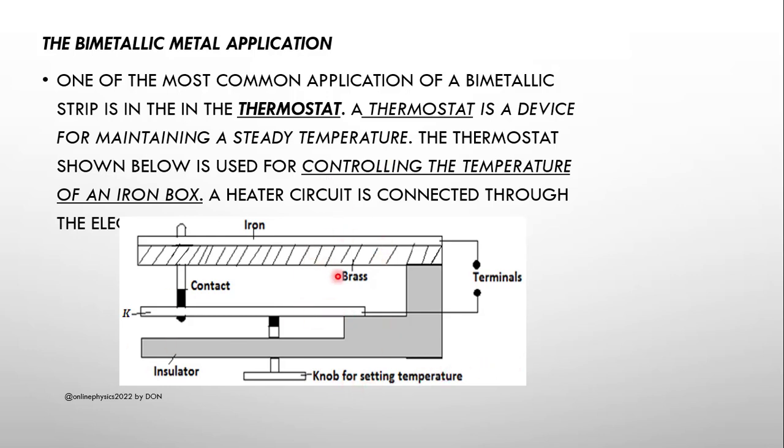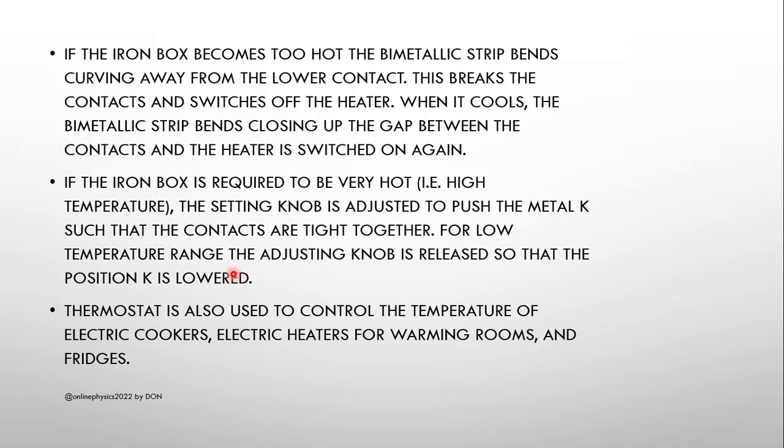So how does this bimetallic strip work? We want to see how this contact here is being closed, so that means it's either going to curve downwards or upwards so that it can complete the circuit or break the circuit. So let us see. If the iron box becomes too hot, the bimetallic strip bends, curving away from the lower contact. This breaks the contacts and the circuits of the heater. When it cools, the bimetallic strip bends, closing up the gap between the contact, and the heater is switched on again.